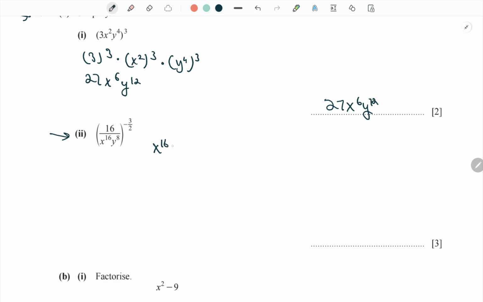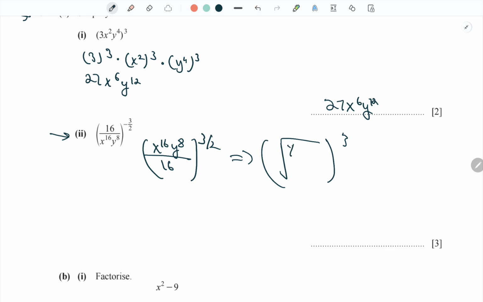So that means we shuffle this 16 and we have the 3/2. Now we do this step, that is we take the cube and we take the square, then x 16 y 8 over 16, right? Now we take the square root, so we have x 8 and then we have y 4 over 4 and we have cube.